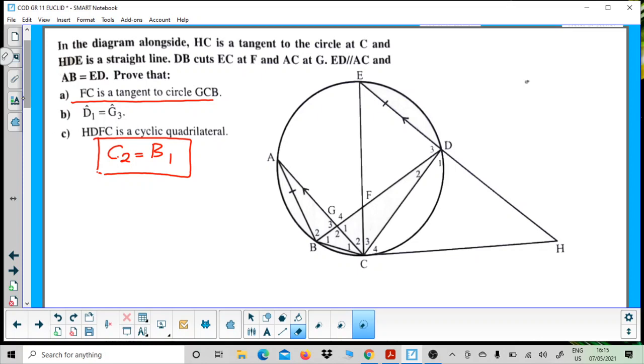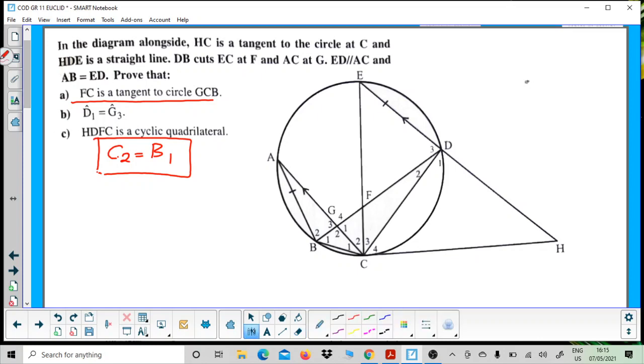Now, which one will be friends with C? I think E will be better. Going via E will be better because E is actually in turn equal to C2. Can you see that? Look at E, look at C2, your parallel lines, guys. Yeah. You saw it.